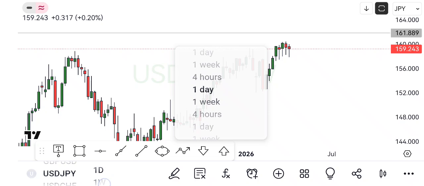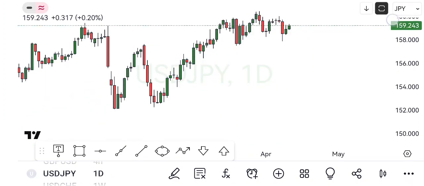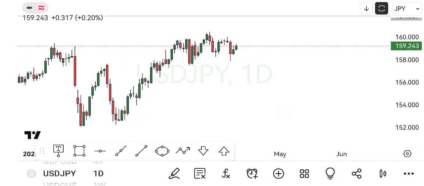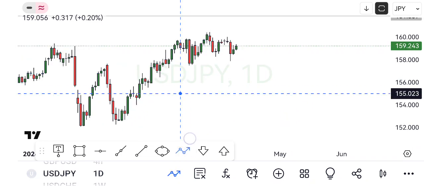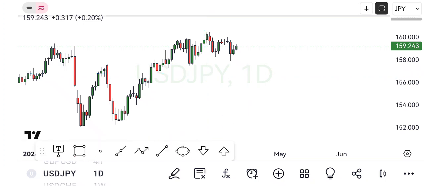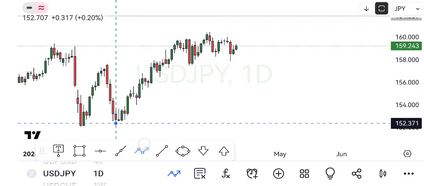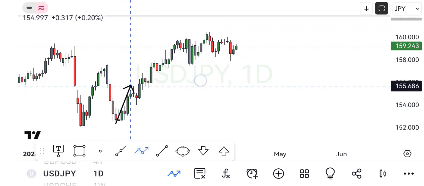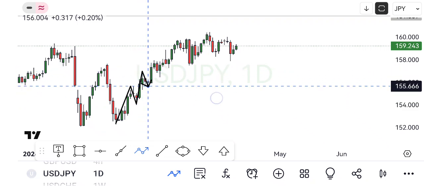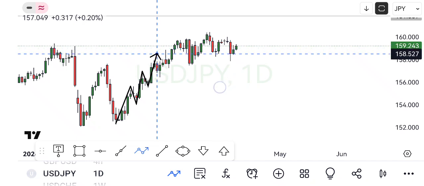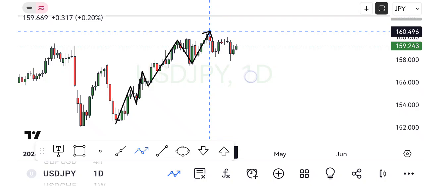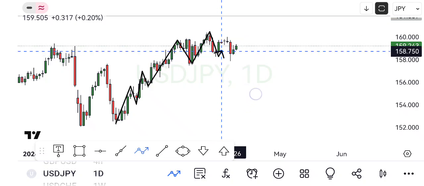So let's check how the daily is doing. Inside the daily, we can see that we have these beautiful, clean push-ups. The market depends on how you are looking at it, guys. No two traders are the same, but this is what I am seeing.